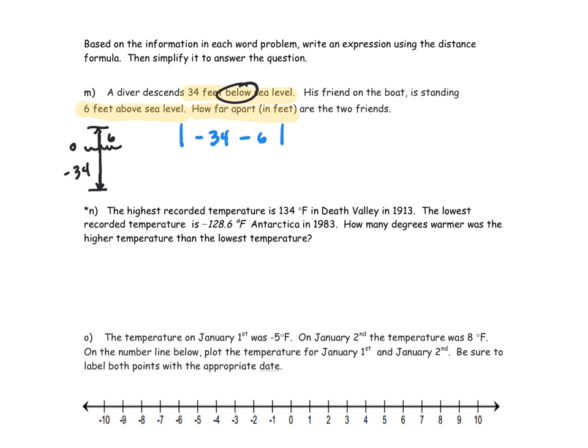If you thought the expression should be negative 34 minus 6 in the absolute value bars, you're absolutely correct. You could, of course, have written it as 6 minus negative 34 if you prefer. And now please complete the next 2 steps and tell me what the answer is.